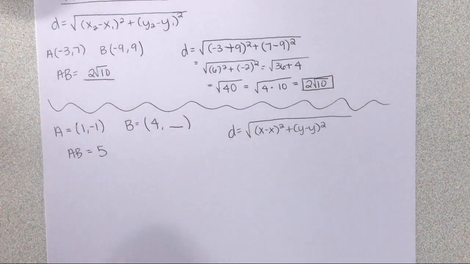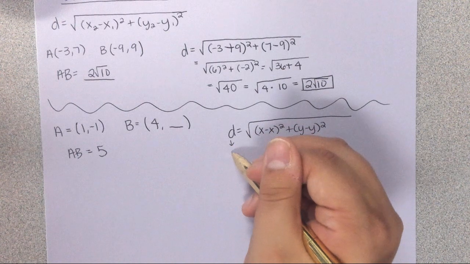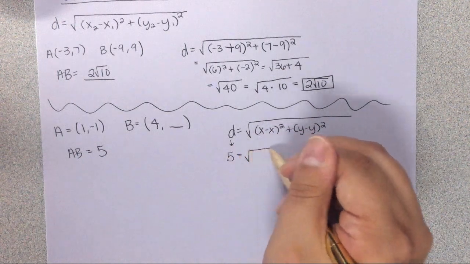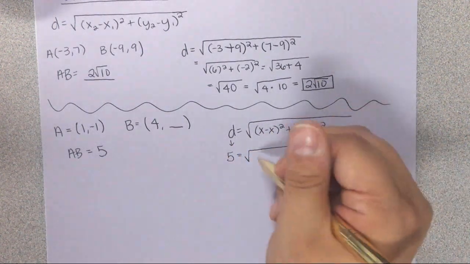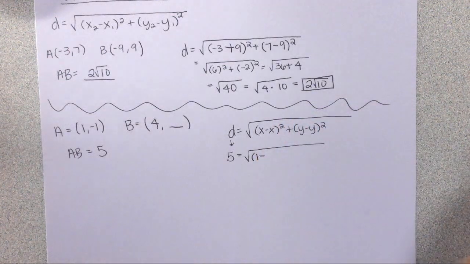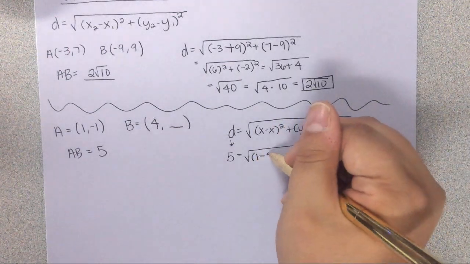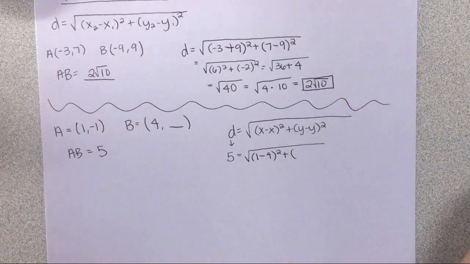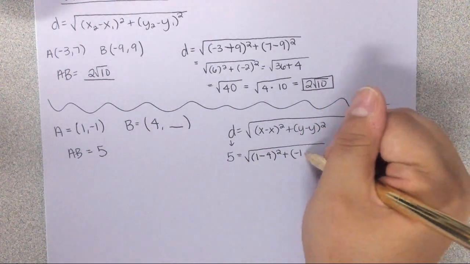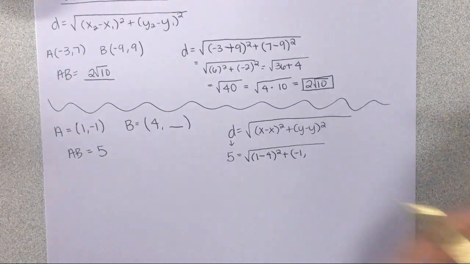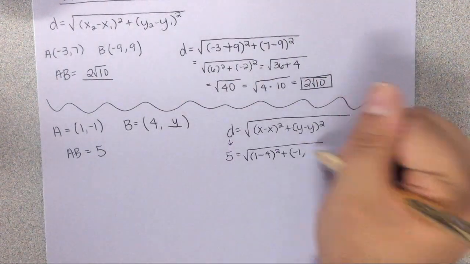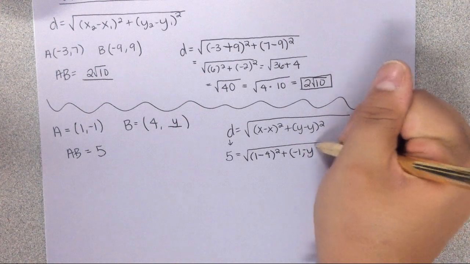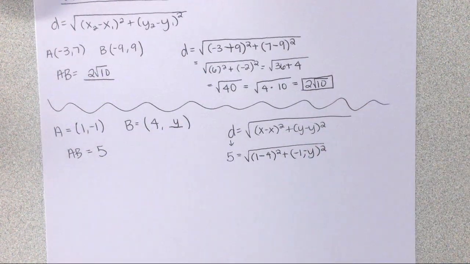What is my distance, though? So where D is, I'm going to plug in 5. What's my first x? 1 minus, what's my second x? 4 squared plus, what's my first y? What's my second y? I don't know, so I'm just going to leave it y. Oh, I put a comma. That's supposed to be minus y. Does that make sense? Now, I want to find y, so I'm going to have to solve.